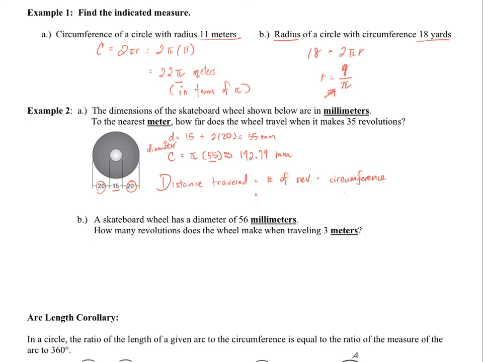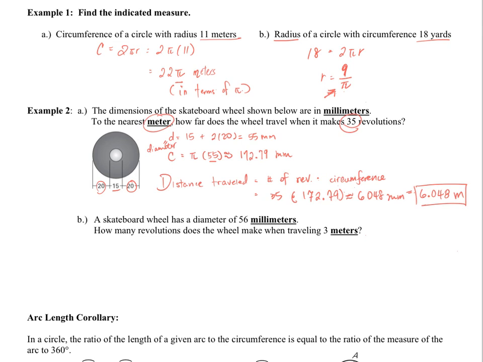So this would be 35 times 172.79, which would equal about 6,048 millimeters. And then we want it in meters, so this would be 6.048 meters.